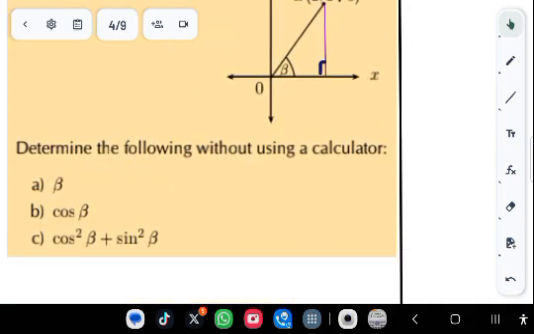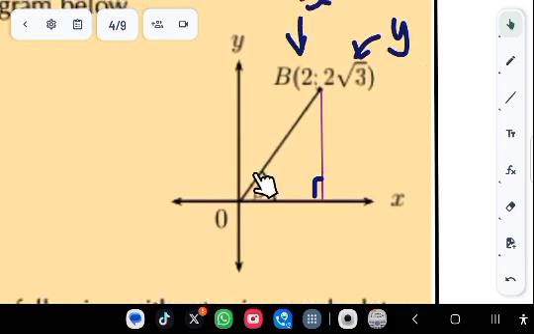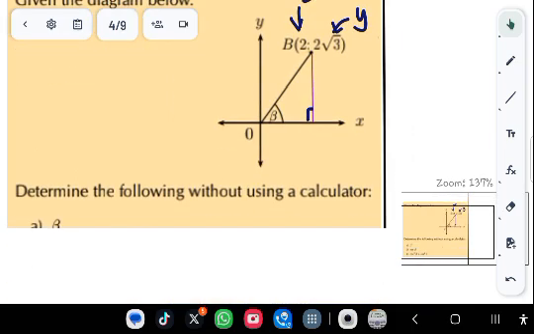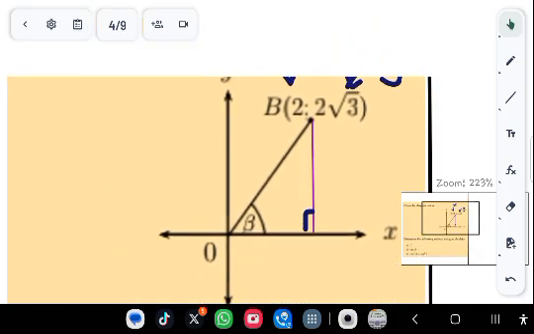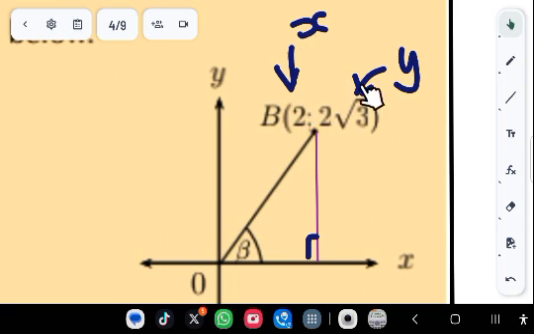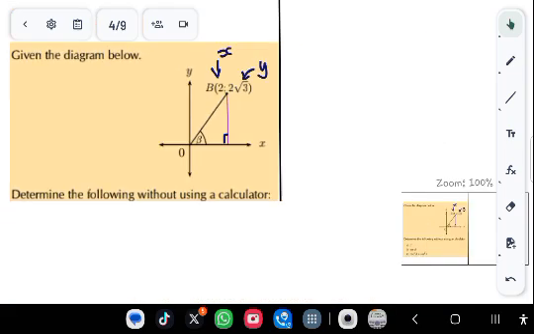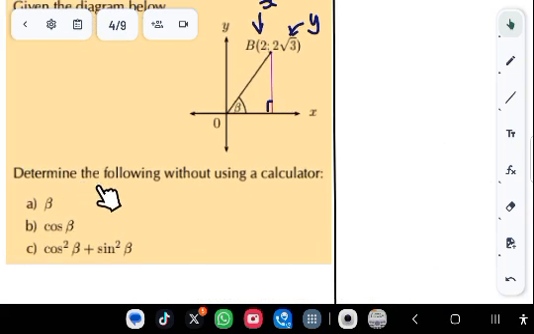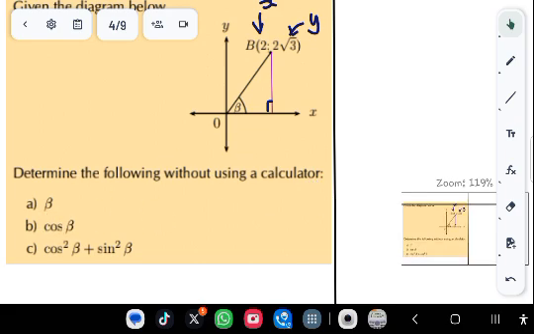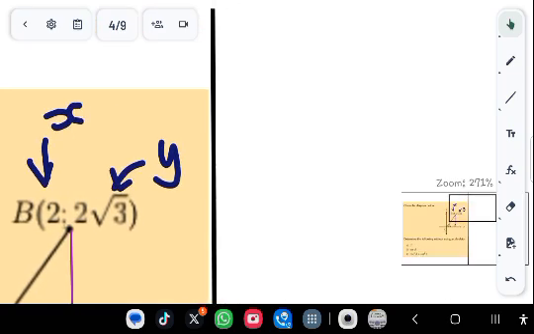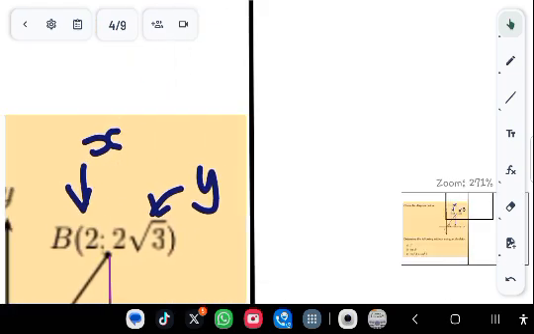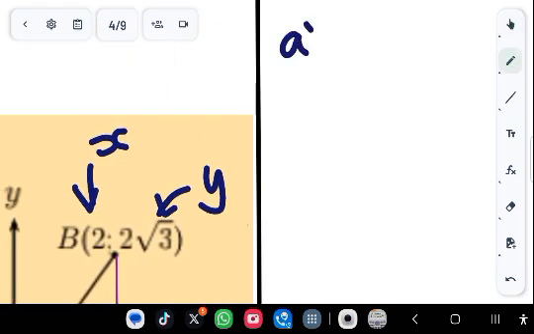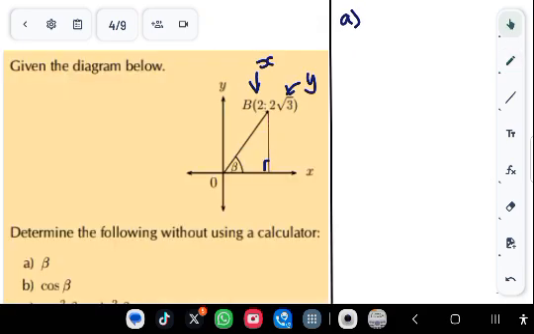Now, in this question, you've got your angle of focus, which is beta. It's in the first quadrant, and that's why both your x and y coordinates are positive. Determine the value of the angle beta without using a calculator. How do you do that? Easy peasy. For number 1A, to evaluate that, we're going to use those special angle triangles.